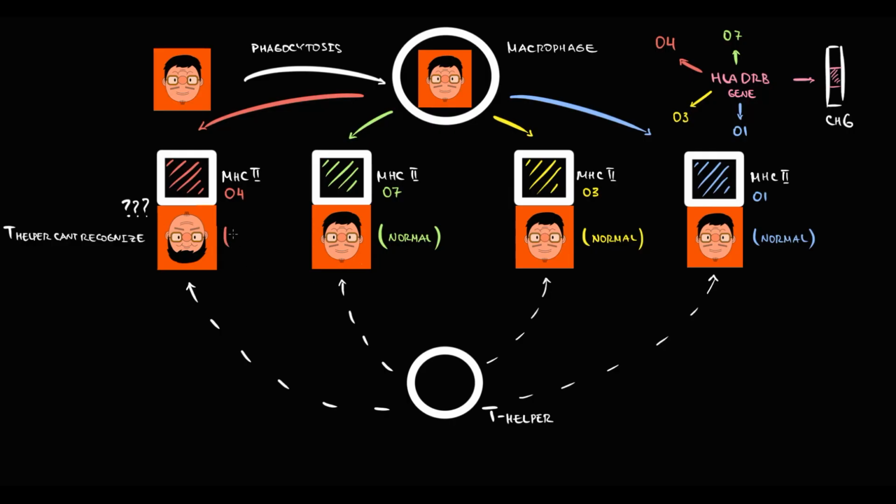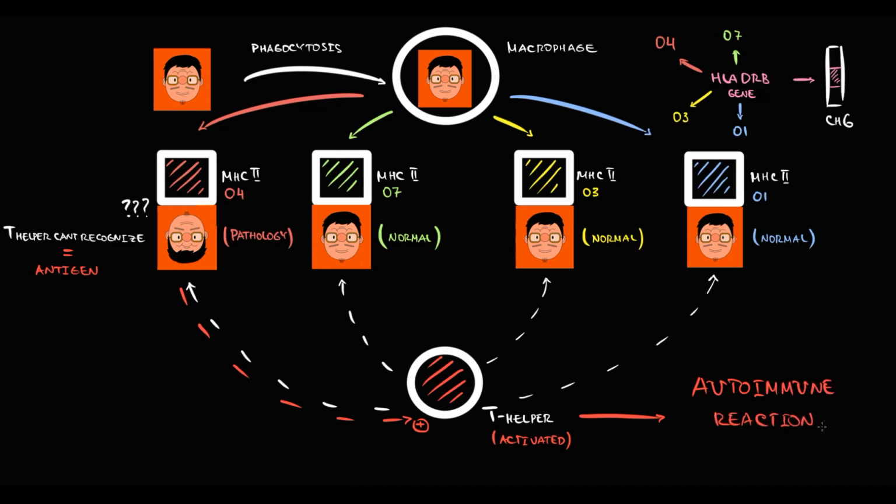So because in this case the substance is presented in an abnormal way, T helpers cannot recognize it, and thereby they think that it's an antigen. In response to any antigen, T helpers immediately become activated, and subsequently they begin an autoimmune reaction against the substance.